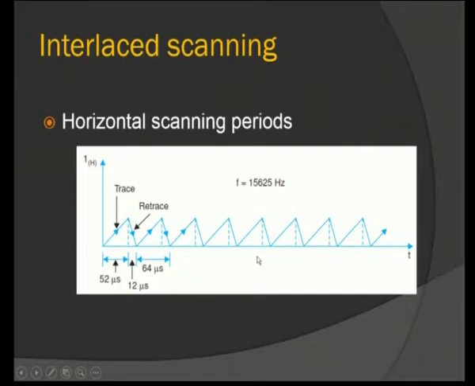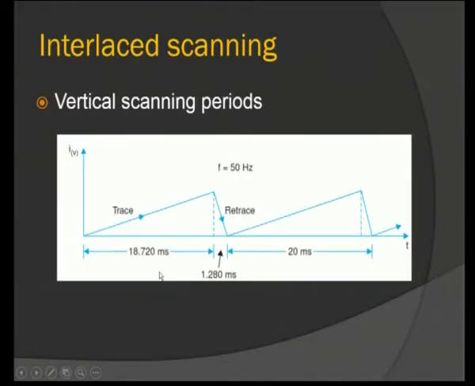Now move on to horizontal scanning periods. How will the period of horizontal scanning be calculated? It is like this. We already know that the horizontal scanning period is 64 microseconds, at a faster rate. This is the trace period and the retrace period. This complete time will be the horizontal scanning period, that is, the frequency will be 15,625 Hertz and the period will be 64 microseconds.